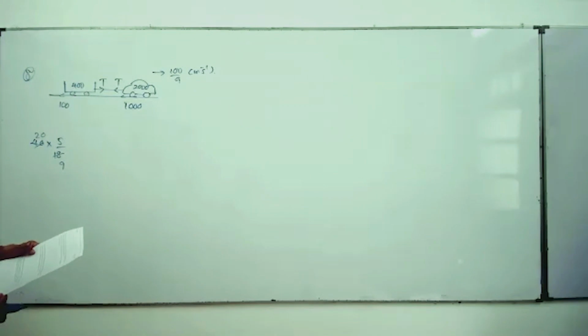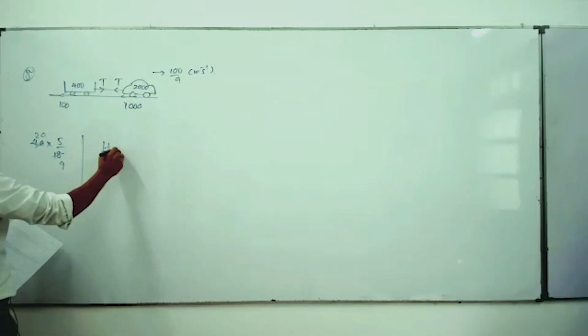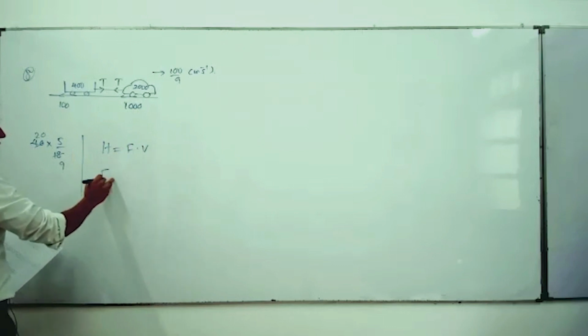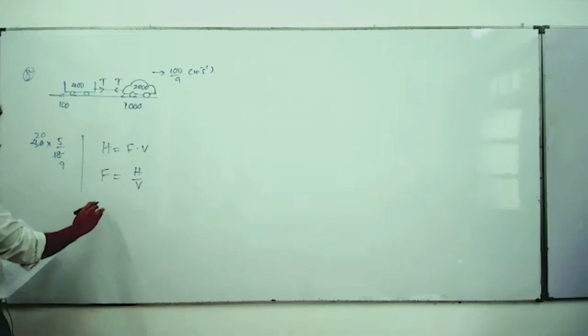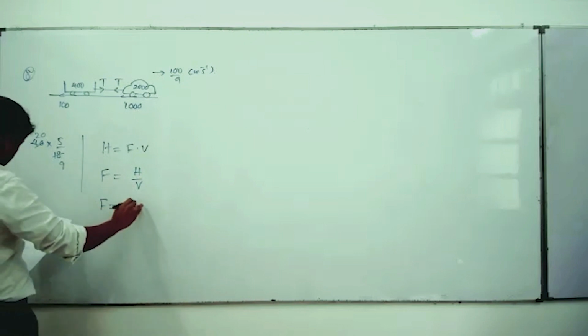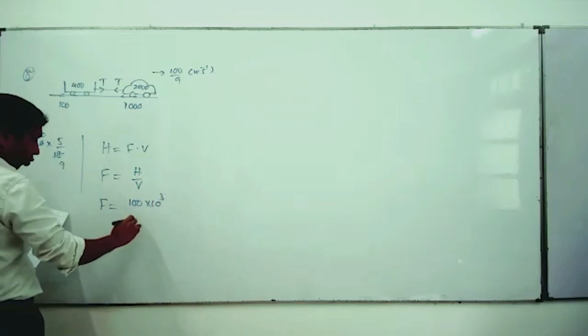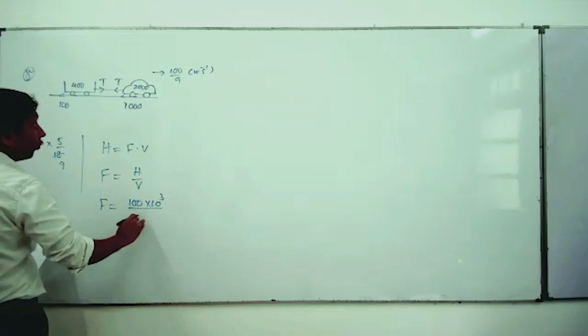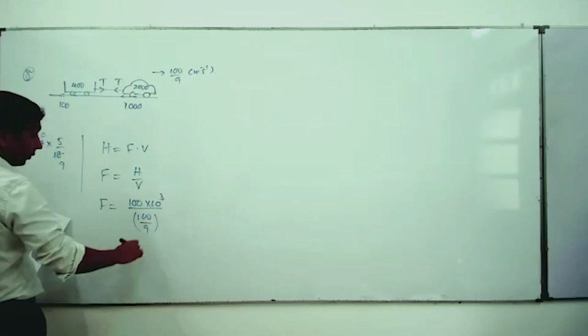The power of the car is 100 kilowatt. You know, power P equals force times velocity. Then the driving force F equals P upon V. 100 kilowatt means 100 into 10 to the power 3 watts. Velocity is 100 by 9. This is the driving force here.